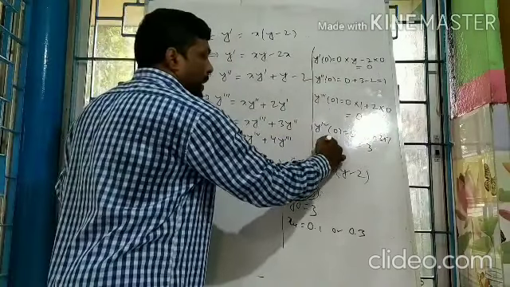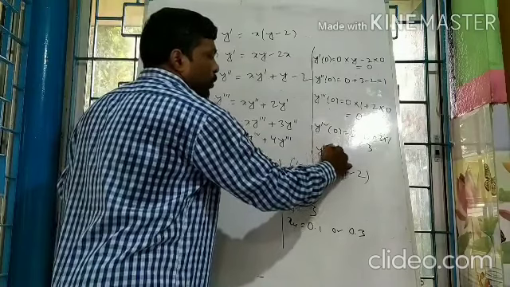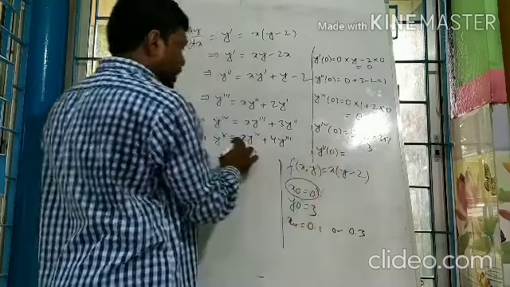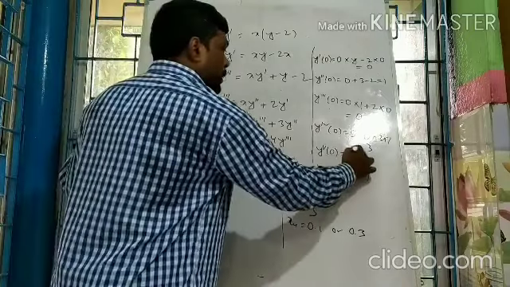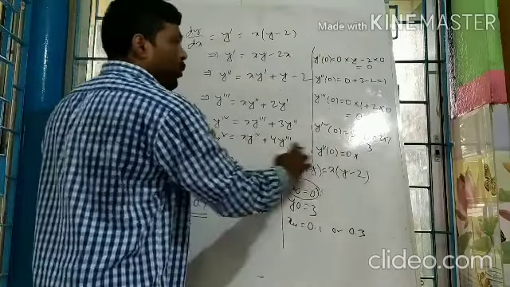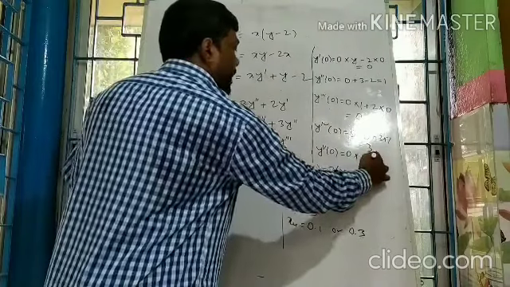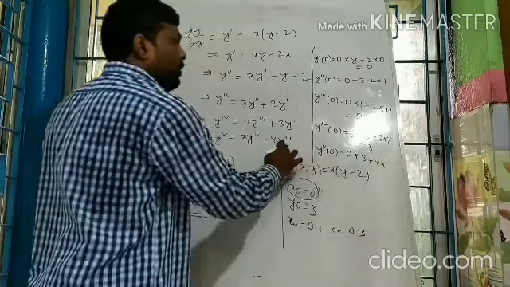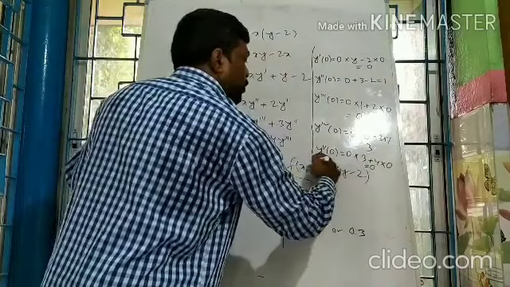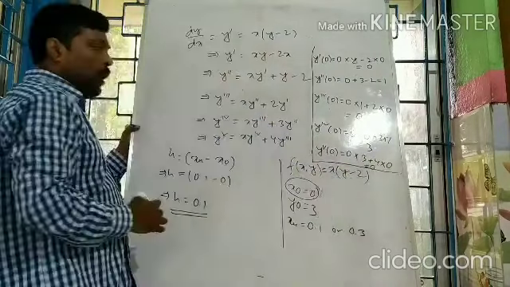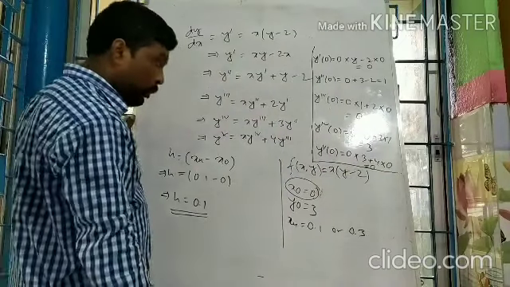Next, y⁽⁵⁾(0) equals x0, 0 into y⁗(0), where y⁗(0) is 3, plus 4 into y'''(0). y'''(0) is 0. So it is 0. So y⁽⁵⁾(0) is also 0.